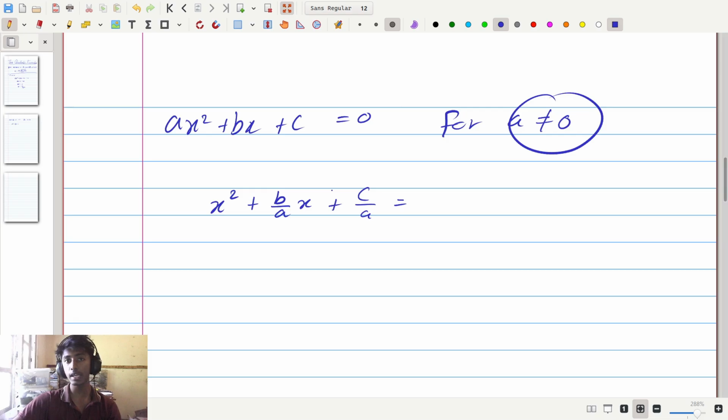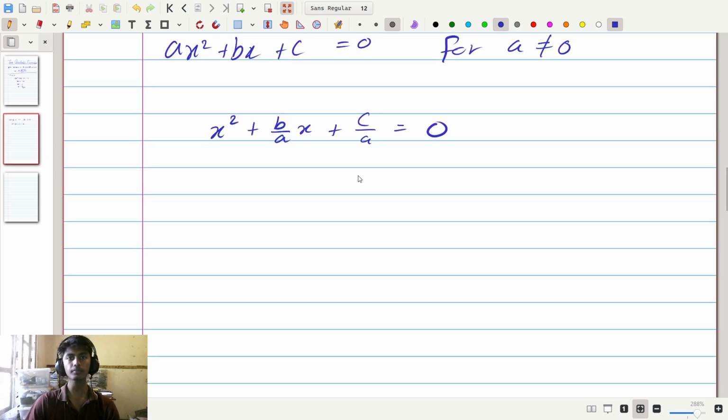Since a is not equal to 0, we don't have 0 divided by 0, and 0 divided by anything that's not 0 is going to be 0. So here we have 0. Therefore we have x squared plus b divided by a times x plus c divided by a equals 0. At this point what we're going to do is to take the c divided by a to the other side. Doing so, we get that x squared plus b divided by a times x is equal to negative c divided by a.